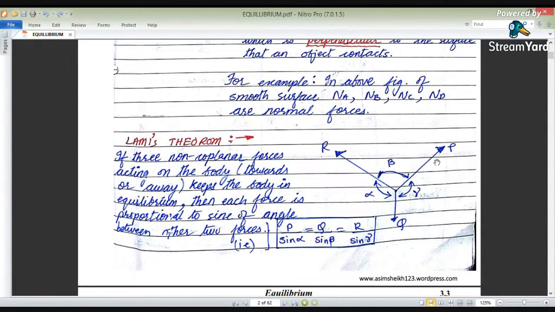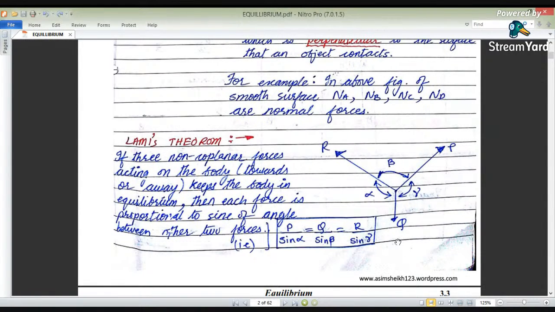That means if one force is P, the other two forces are R and Q. P is directly proportional to the sine of the angle between the other two, that is sine alpha, whereas Q is directly proportional to sine beta, and R is directly proportional to sine gamma. After simplifying, P upon sine alpha equals Q upon sine beta equals R upon sine gamma. So that is Lamy's theorem.